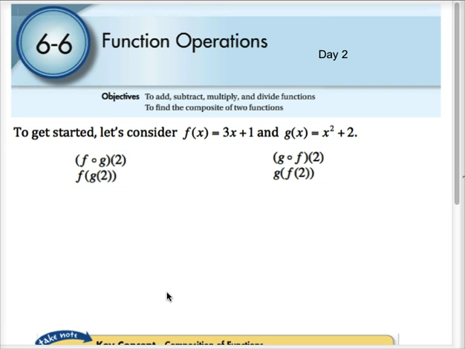So, yesterday we focused on function operations. Today, I'm actually going to introduce you to a brand new operation that we call composite functions. Now, we're going to start off with some basic examples of what a composite function looks like. We're always starting the same way as we did yesterday, where I just label out two functions for you. In this case, I'm giving you f of x is 3x plus 1, and g of x is x squared plus 2.